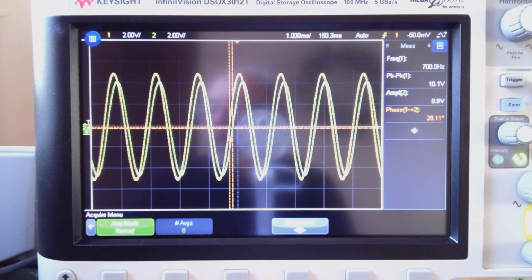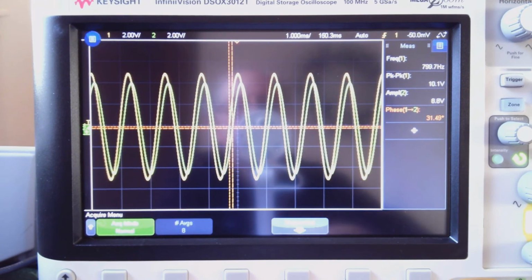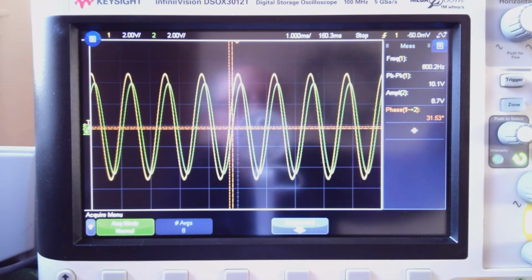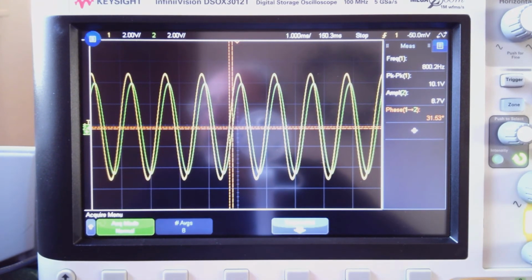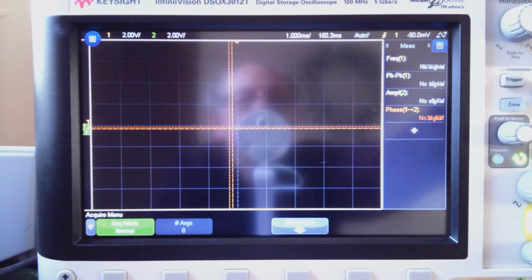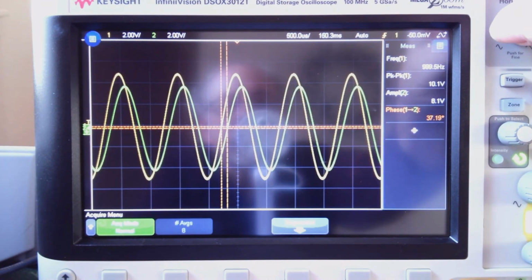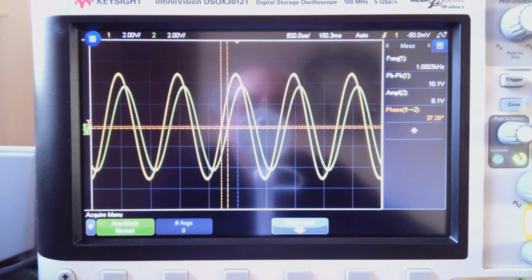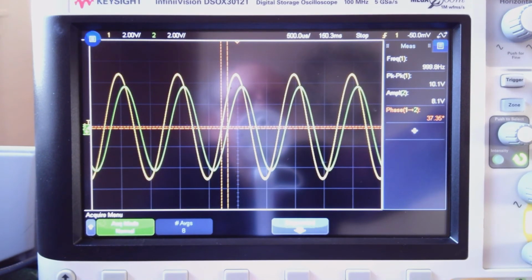Let's go to 800 hertz. At 800 hertz, our input's still 10 volts. Our output now is down to 8.7, and our phase angle is 31.5 degrees. Let's go to 1 kilohertz. Our next measurement at 1 kilohertz, let's change the time scale here: 10 volts going in, 8.1 volts coming out, and roughly 37.35 degrees for the phase angle.